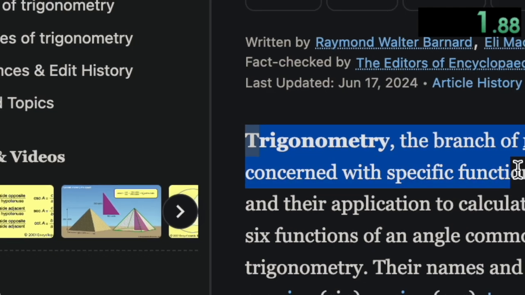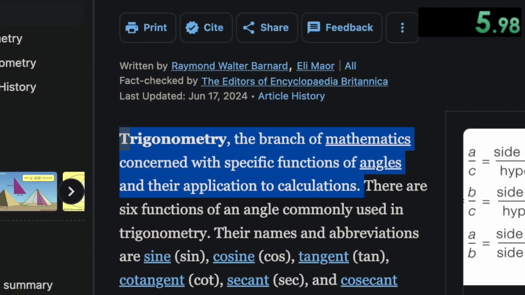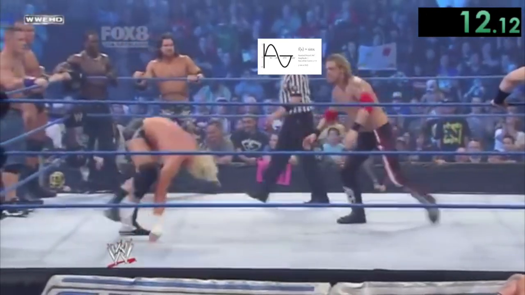Trigonometry is the branch of mathematics concerned with specific functions of angles and their applications to calculations. In normal terms, it's when angles and sides fight each other to assert dominance in the right triangle stadium while being refereed by trigonometric functions.